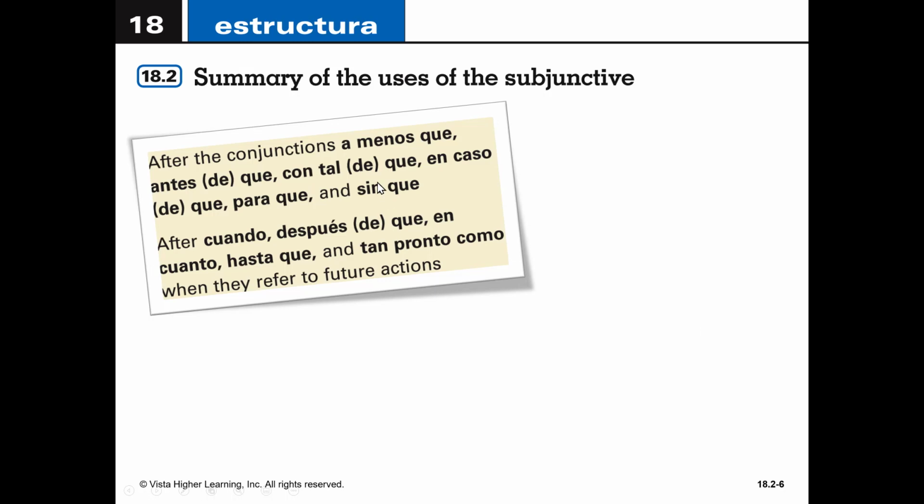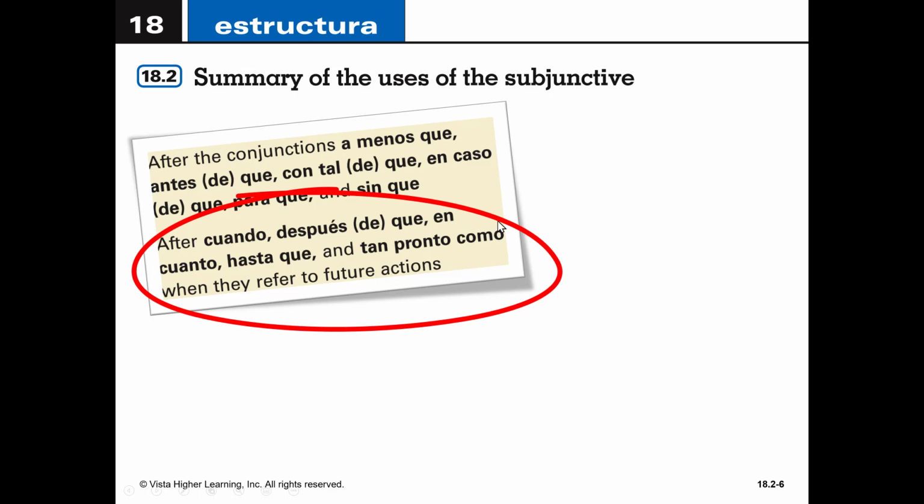It could also be a menos que, antes de que, con tal de que, en caso de que, para que, sin que. It could also be cuando, después de que, en cuanto, hasta que, and tan pronto como. In the second set of conjunctions, you will use the subjunctive when they refer to future actions. Okay, this is important. So for these guys right here, cuando, después de que, en cuanto, hasta que, tan pronto como, if you have that conjunction linking the subordinate and the main clause, and they're referring to something that will happen in the future or the near future, then you use the subjunctive.